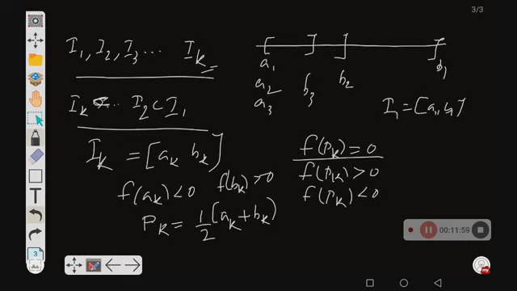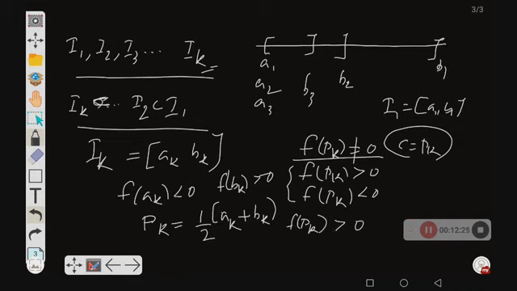If f of pk is equal to 0, you can set c equal to pk, then the proof terminates. That is, you have found a c such that f of c is equal to 0. But suppose f of pk is not equal to 0. You have two cases, that is f of pk is greater than 0 or f of pk is less than 0.